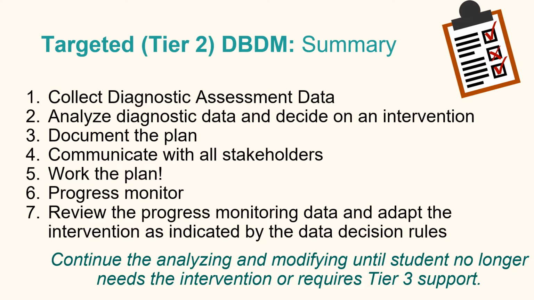This is an overview of the targeted DBDM process. You will collect diagnostic assessment data, analyze diagnostic data and decide on an intervention, document that plan, communicate that plan with all relevant stakeholders, work the plan, meaning you'll actually do the intervention, progress monitor student progress, review the progress monitoring data and adapt the intervention as indicated by the data decision rules. You will continue that cycle of analyzing and modifying the intervention until the student no longer needs the intervention or requires a Tier 3 support.